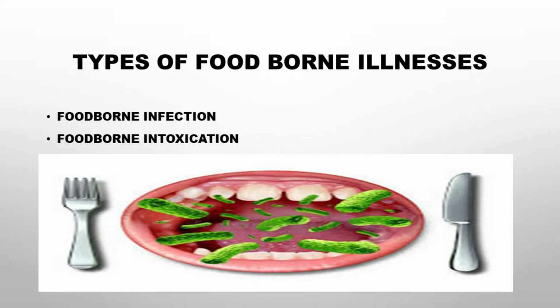The transmission of viruses and bacteria is due to contaminated water, raw milk, and raw or undercooked meat, poultry, or shellfish. Another type of foodborne illness is foodborne intoxication, caused by the toxins produced in the food by the pathogens. These are also widely distributed in nature.